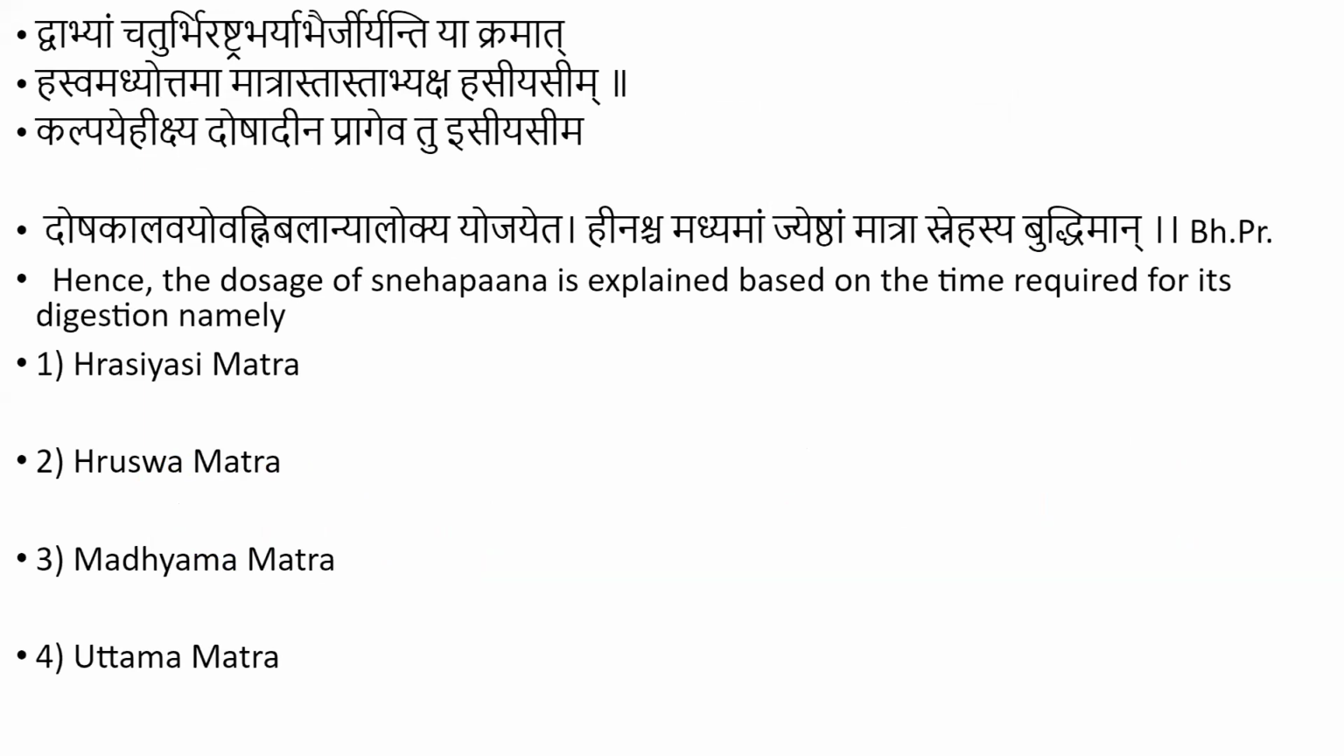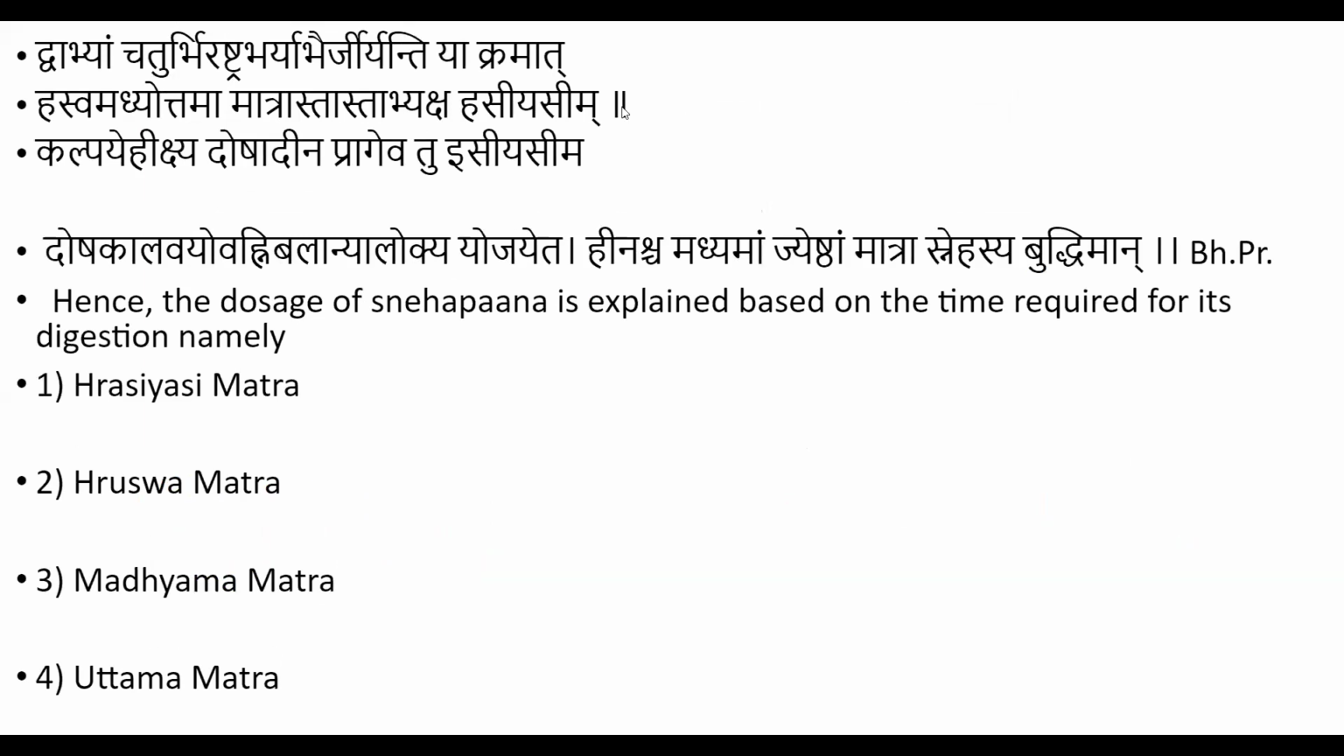Dwabhyam Chaturbai Ashtabir Yamir Ya Jireti Ya. Kramat. Viswa Madhyam Uttama Matras Tastabhyascha Risiyasim. Kalpet Vikshya Doshadin Pragevatu Risiyasim. Dosha Kala Vaya Agni Bala Anala Yogya Yojiyet Hinascha Madhyam Jeshta Matra Snehasya Buddhiman Bhava Prakash. So if you see, the dose is explained as Rishiyasi Matra, Viswa Matra, Madhyama Matra, and Uttama Matra.